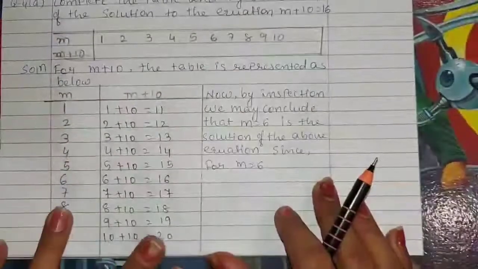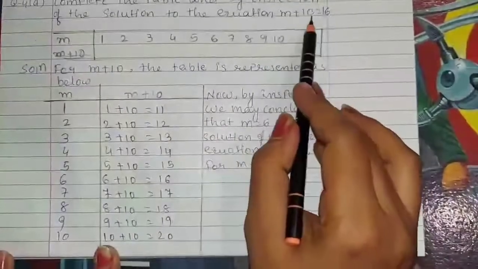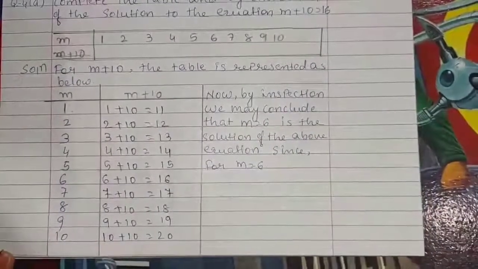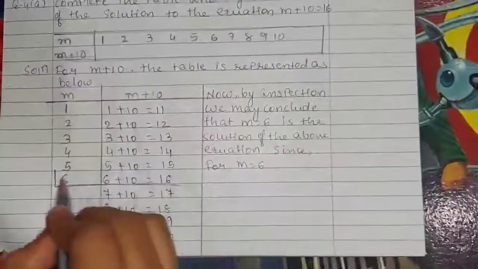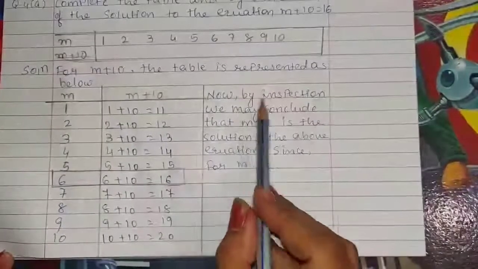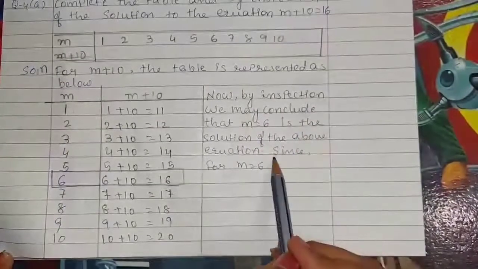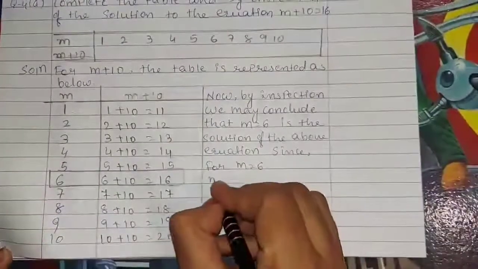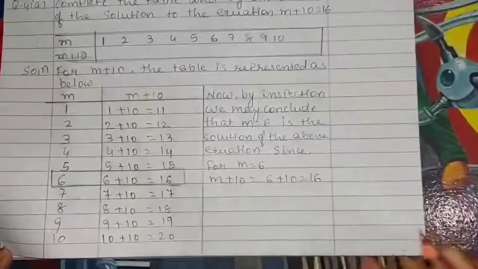Now, from these two columns, as asked in the question, which solution satisfies m plus 10 equals 16? Students, you can identify that when we substitute m equals 6, we get the answer 16. Hence, by inspection we conclude that m equals 6 is the solution of the above equation, since for m equals 6, m plus 10 equals 6 plus 10 equals 16.